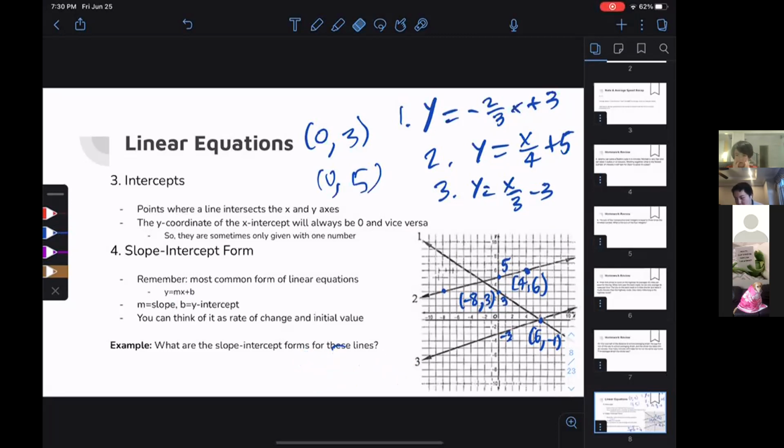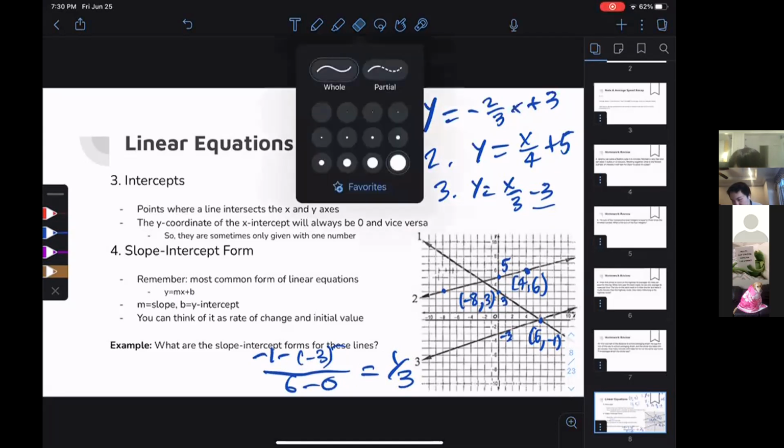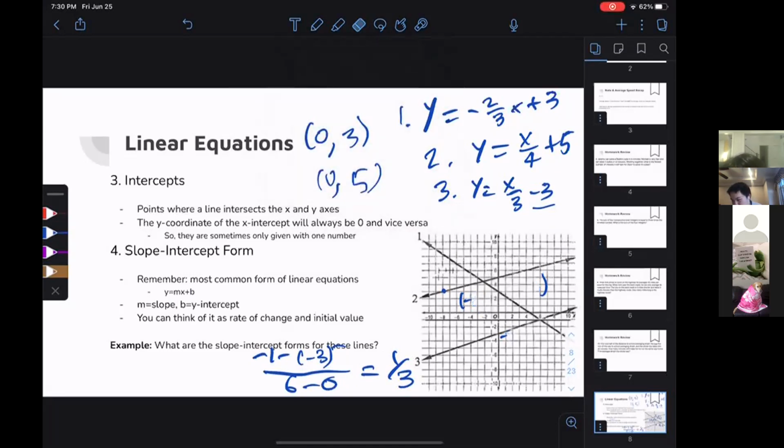Just like that. Similarly, for the third line, we have the y-intercept is -3. So right away, -3 over there. We have (6, -1) is also on the line. So -1 minus the y-intercept -3, over 6 minus 0, is equal to 1/3. So y equals 1/3 x minus 3. And so yeah, that's basically how you do these. I think most of you are getting this really well because most people got it correct on like their first or second tries. So that's good.